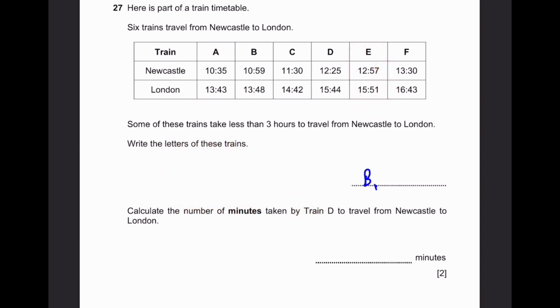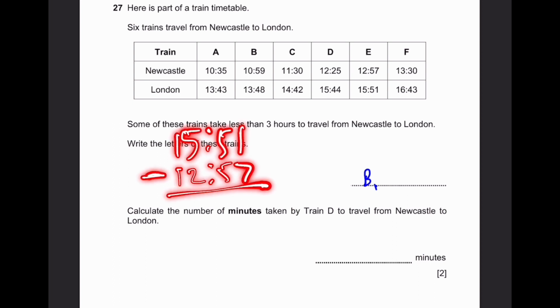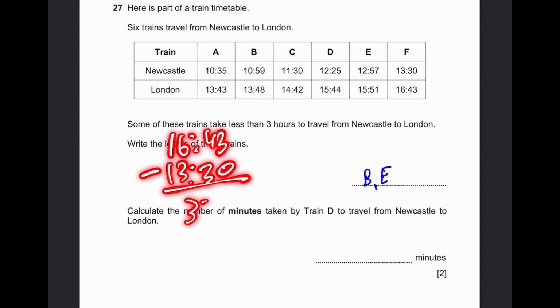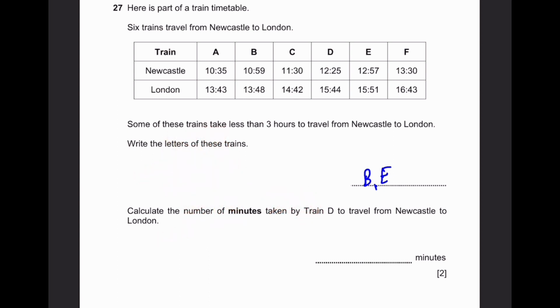So this is also not counted. E, 15:51 minus 12:57. We get this as 2 hours and 54 minutes, which is less than 3 hours. So we can write this as well. E. And now the last one, F, 16:43 minus 13:30. We get 3 hours and 13 minutes, which is greater than 3 hours. So that's not included. Therefore, the answer is B and E.